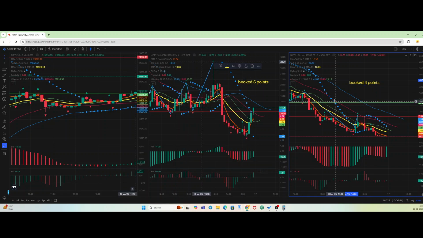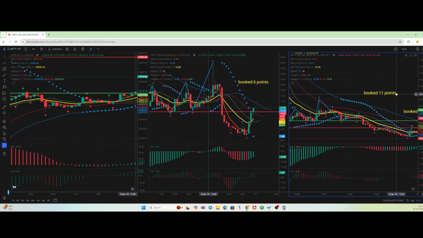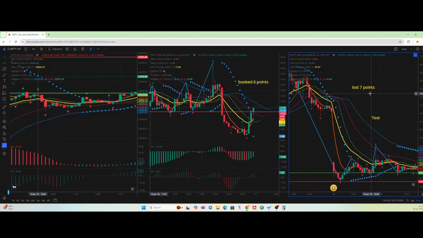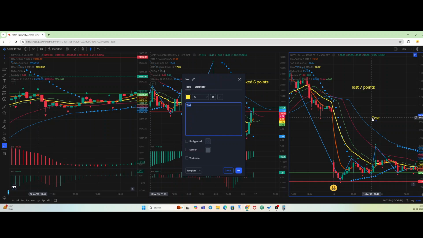So on the C side we booked 25, and on the P side 4 plus 11, 15 points, minus 7 points, so 8 points. So today, there was not much premium left in this month's expiry. So 25 plus 8, we booked around 33 points.